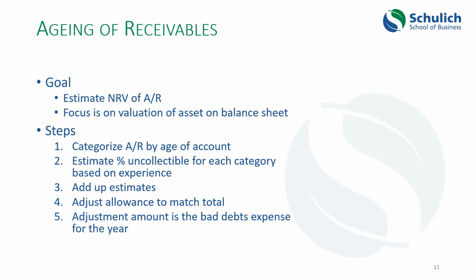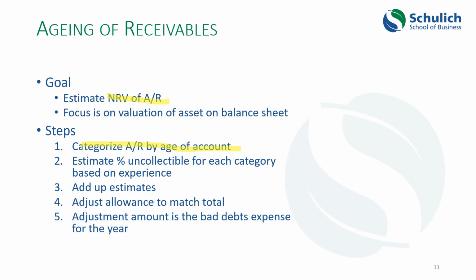The aging of receivables method is something that focuses on the balance sheet. So what you're trying to do is estimate the net realizable value of accounts receivable. And you do this by estimating the allowance for doubtful accounts, because of course the face amount of accounts receivable is a simple total of all the accounts. So all the estimation happens around the allowance for doubtful accounts. It's done by categorizing your accounts receivable by the age of the account. The theory here is that the longer an account is outstanding, the more likely it is that the customers run into problems and will be unable to pay you.